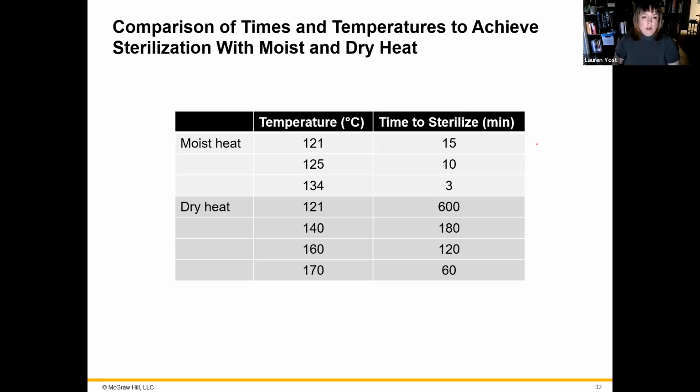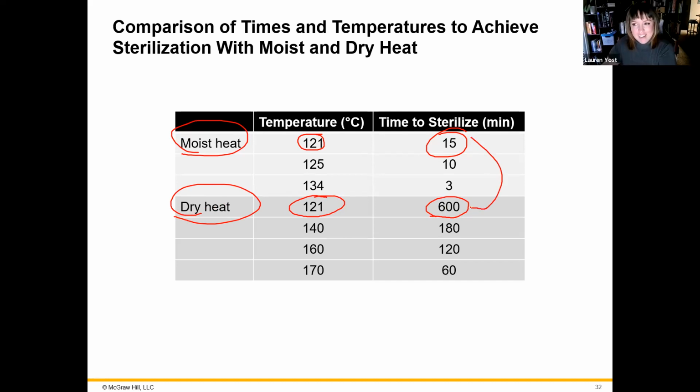Okay, so here's the difference. If I take something at 121 degrees Celsius and I'm applying moist heat, then that will allow us to sterilize within 15 minutes. If I take something that is at 121 degrees Celsius with the dry heat, then we can sterilize that within 600 minutes. That's 10 hours, folks. That's completely different. You see the difference here. So this is no small difference. This is a massive, massive difference. And this is why you have to burn things to ash to get rid of them appropriately when we're talking about dry heat, typically.